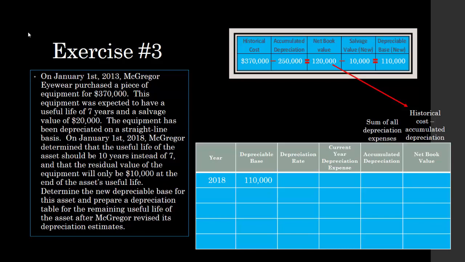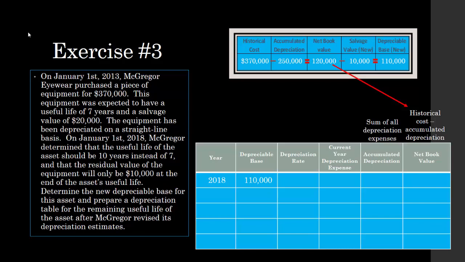We're saying that this asset is going to be useful for 10 years from the date we originally purchased it. We originally purchased it on January 1st, 2013. So if it's useful for 10 years, that means it's going to be useful until January 1st, 2023. We're making this change in estimate on January 1st, 2018. So to get from 2018 to 2023 means we're going to use it for 5 more years.